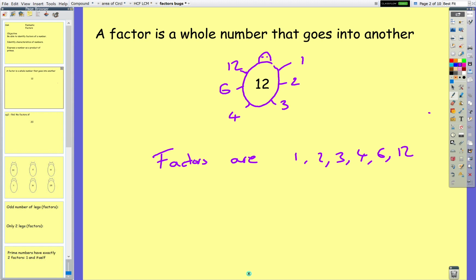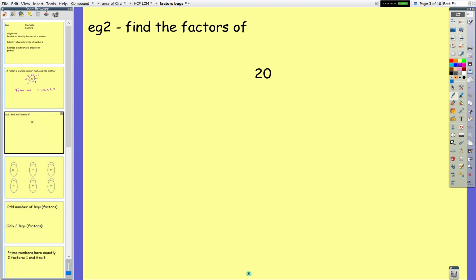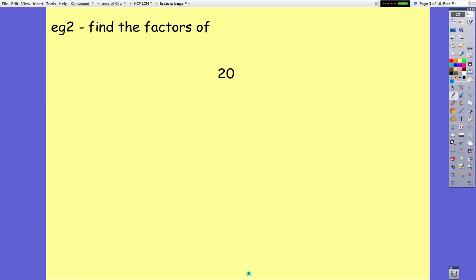Now, what I want you to do for us, if you want to have a quick look at the next one here, all right, 20. So give me two numbers that make 20. The easy two, obviously, 1 and 20. We've got 2 and 10. Now 3 doesn't work on this one, so we jump up to the next number, which is 4 and 5. Okay, now because 4 and 5 are next to each other, we know that there's nothing else that's going to be a factor of 20. So double check: 1 and 20, 2 and 10, 4 and 5, nothing else goes into 20.